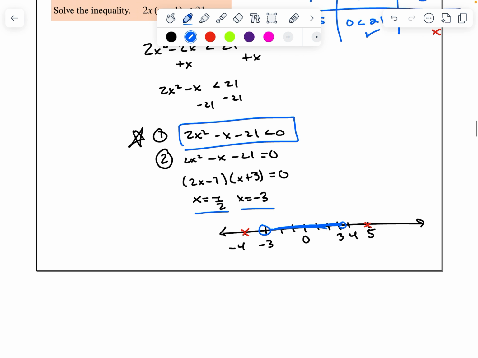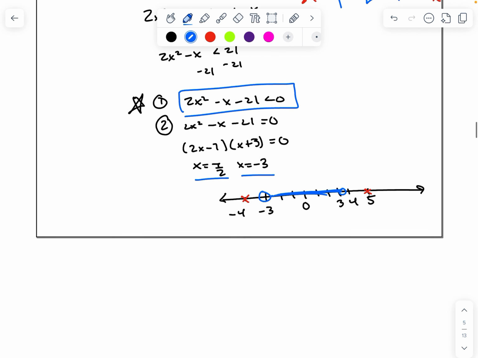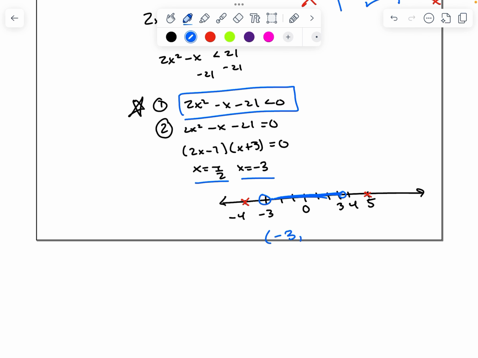So then in interval notation, my solution is everything from -3 to 3. Oh, no, that's not 3. I'm sorry. -3 up to 7/2. Sorry. That number right there is positive 7/2.